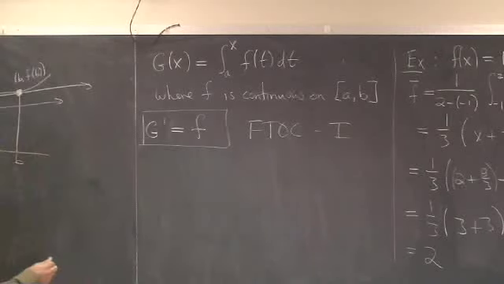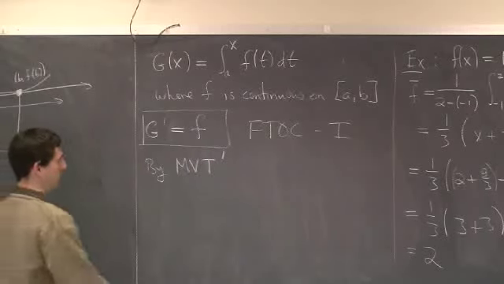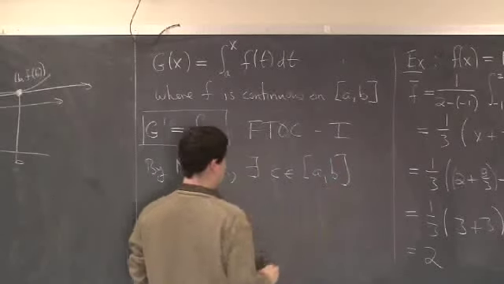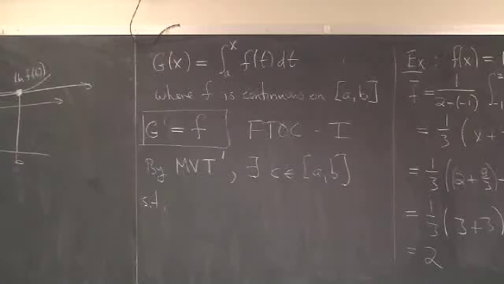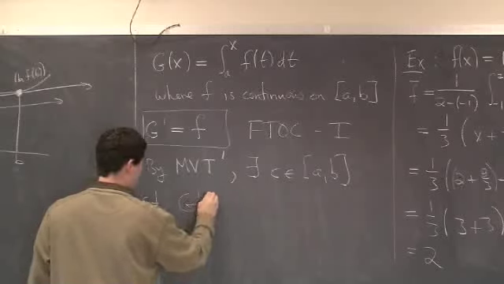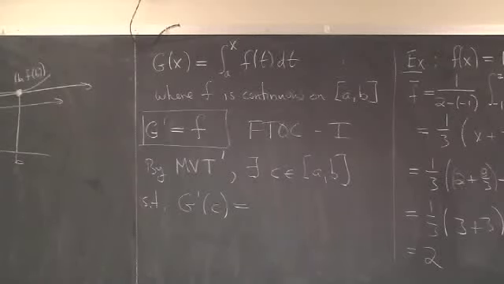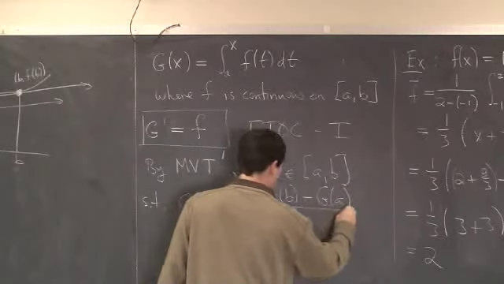Okay, fine. So let's apply the mean value theorem to this G of X. By the mean value theorem for derivatives, there exists some C in the closed interval AB, such that what? Well, f prime of c, so in this case, f is your g. So g prime of c equals, well, again, your f is g. So g of b minus g of a over b minus a.